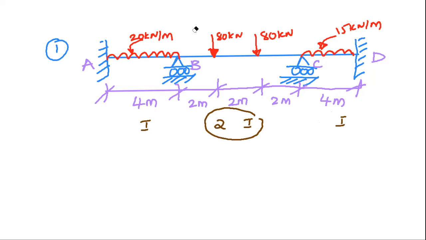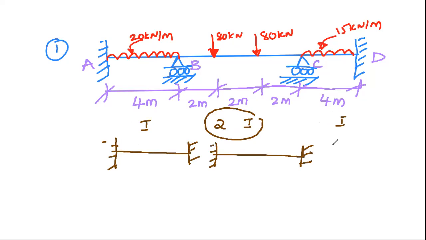Now we will calculate the fixed end moments. Before going for fixed end moments, what do we have to do? We have to arrest all the spans. How do you arrest? This is the AB span. This is the BC span, and this is the CD span. And again, you have to consider the same loadings over there.